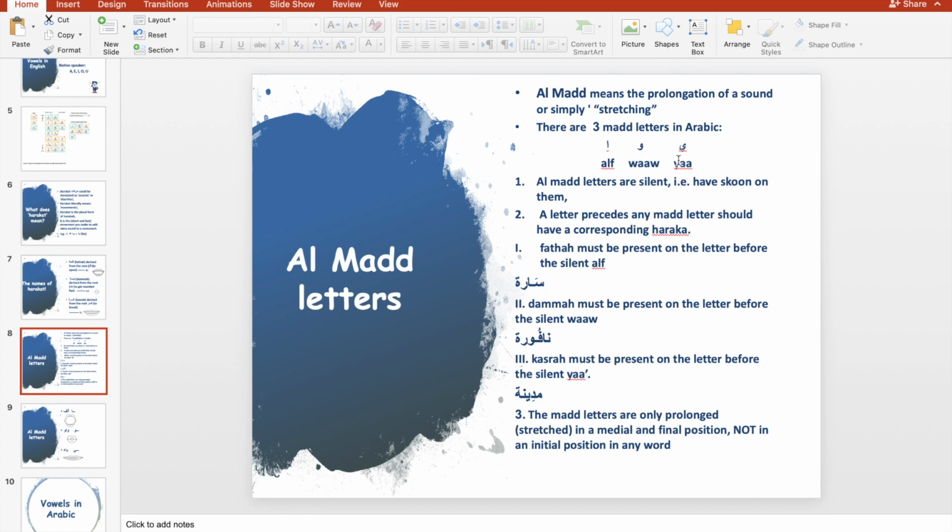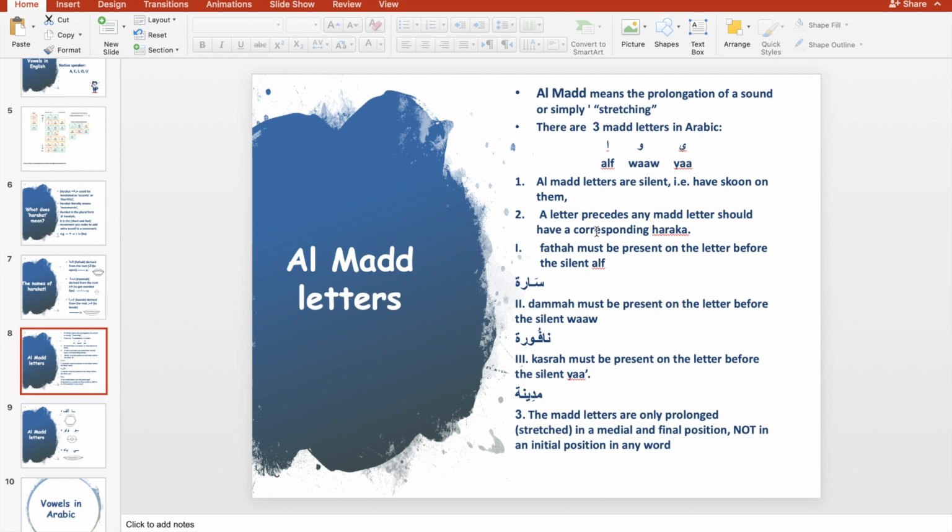Some rules relevant to al-mad letters should be presented here. Rule number 1. Al-mad letters are always silent, meaning they always have sukoon. Bear in mind that a silent letter in Arabic is a letter that has sukoon. Not fatha, not dhamma, not kasra, only sukoon. Unlike English, in which a silent letter is a letter that you write down but you don't pronounce.